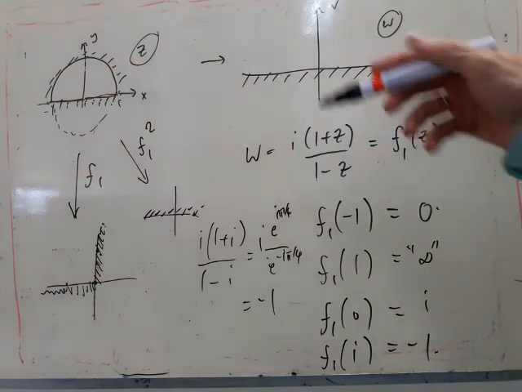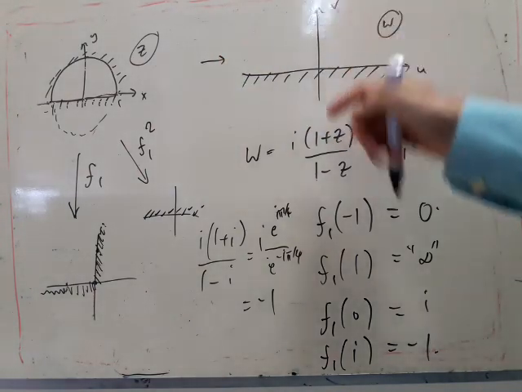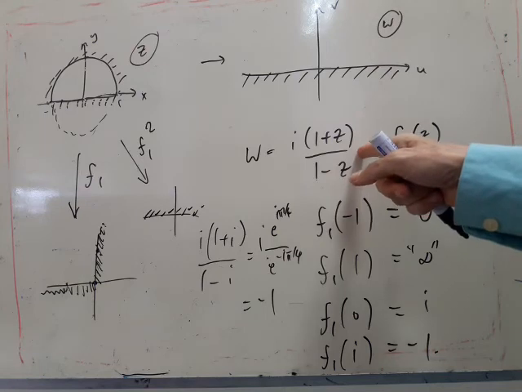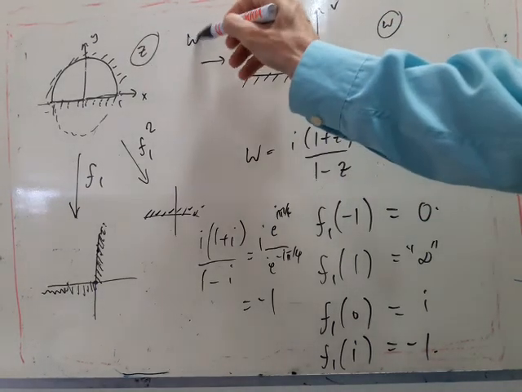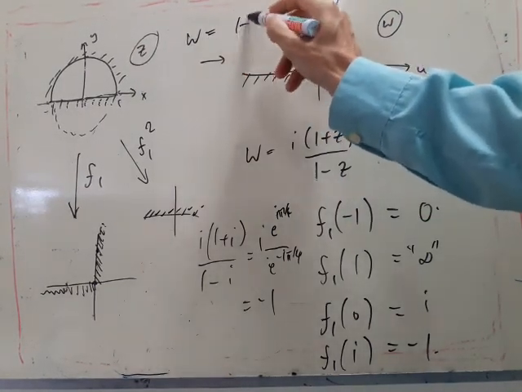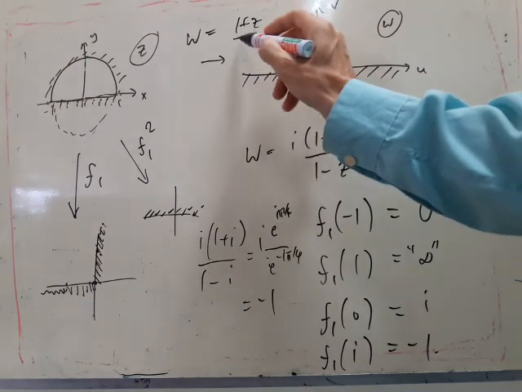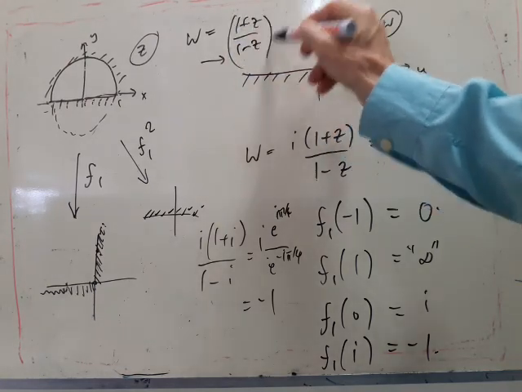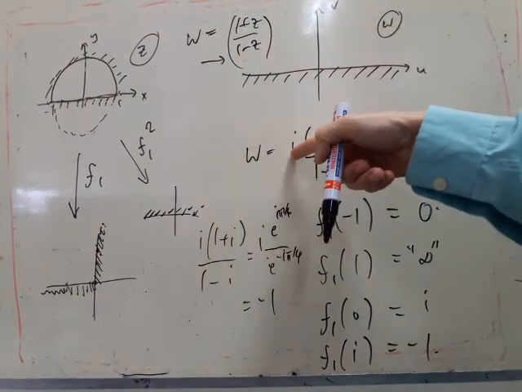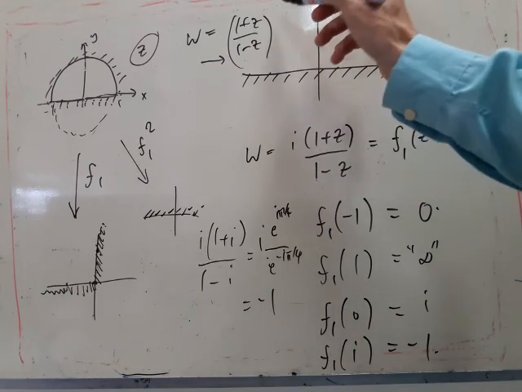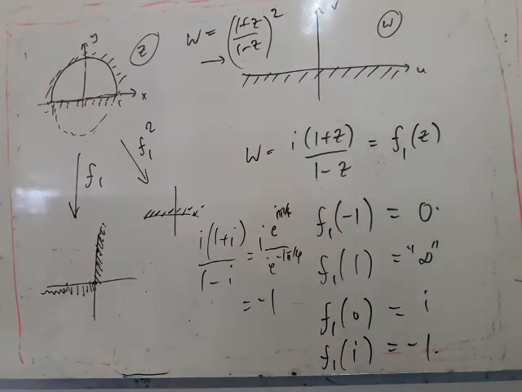So my final answer is this thing squared times minus 1. So in the end it's going to be (1 plus z) over (1 minus z), squared. The i squared gives minus 1, and then I'm timesing by minus 1, so I just get that as my final answer.